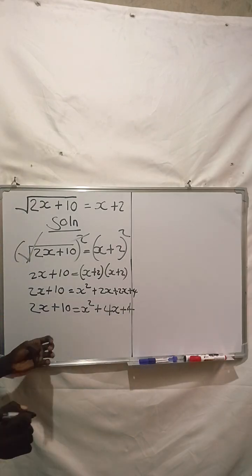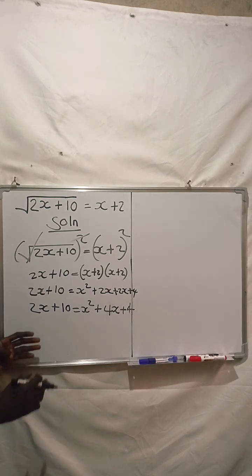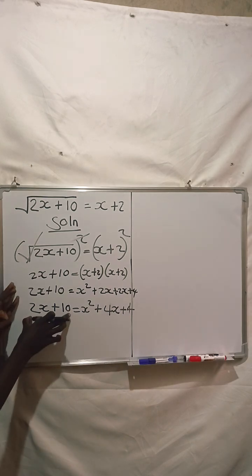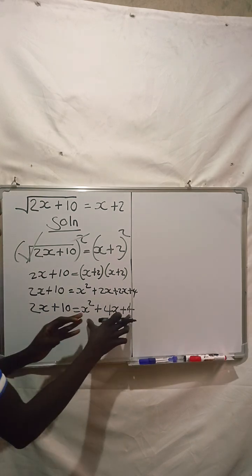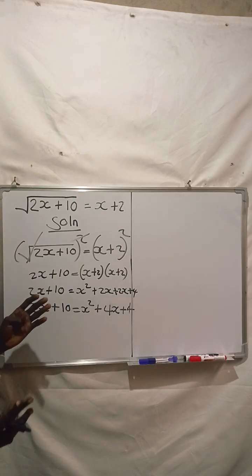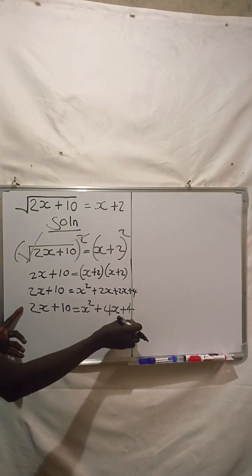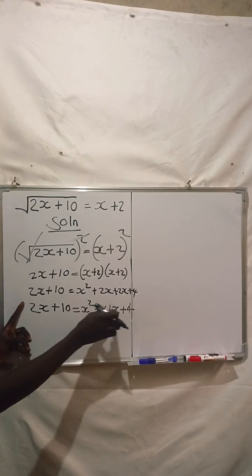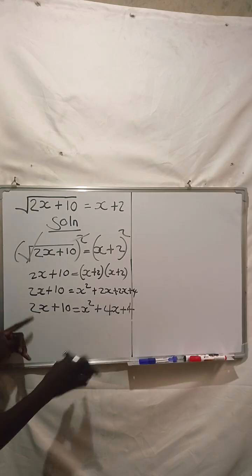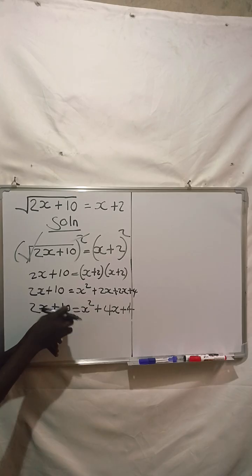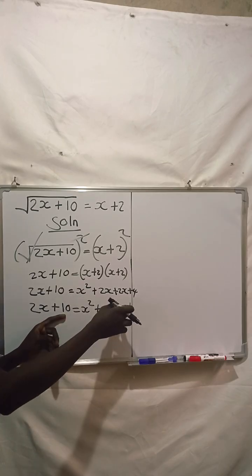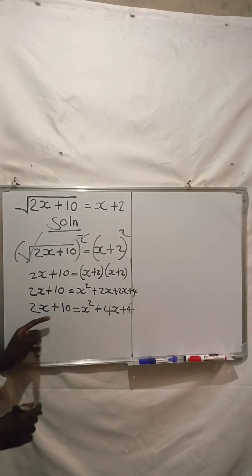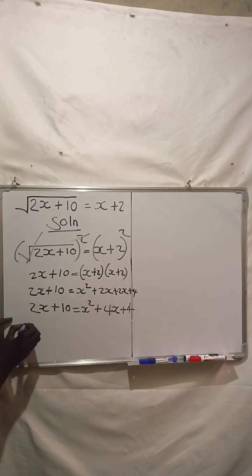Now our next step is we have to shift this to the other side. All right, so how are we going to do it? Here we're having positive 2x; on the other side it is going to be minus 2x. Again, we're having positive 10 here; on the other side it is going to be minus 10. All right, so let's collect the like terms. Here we are going to have 0. This side will remain 0.